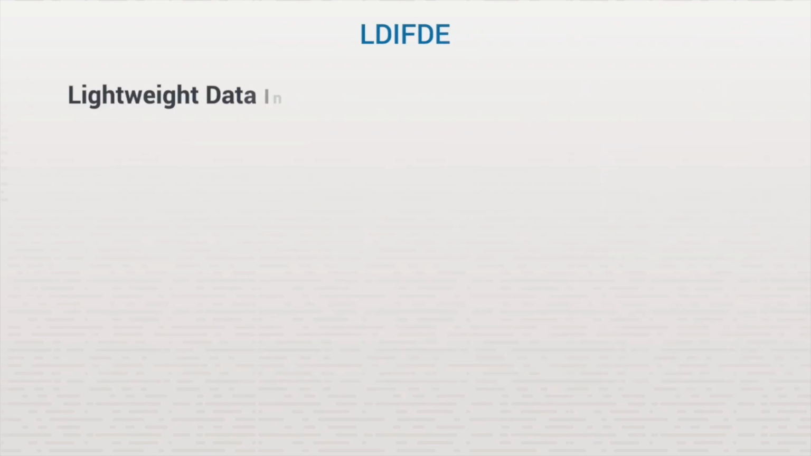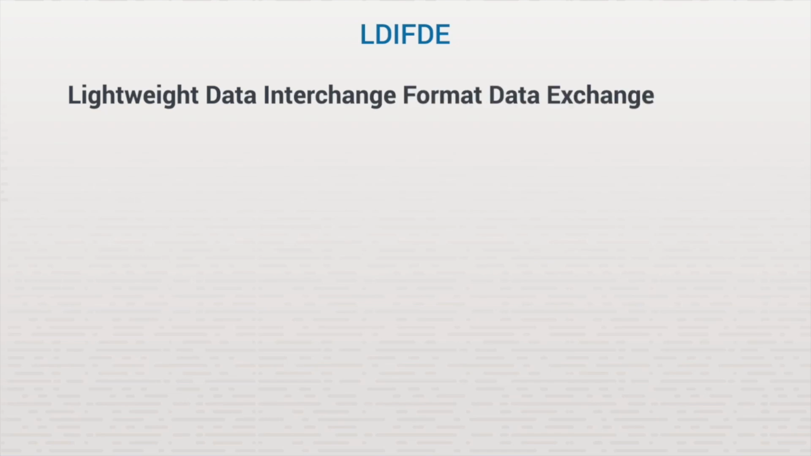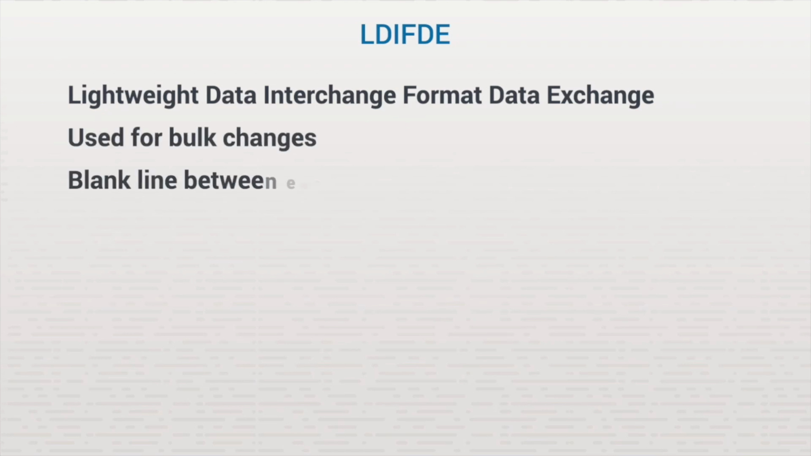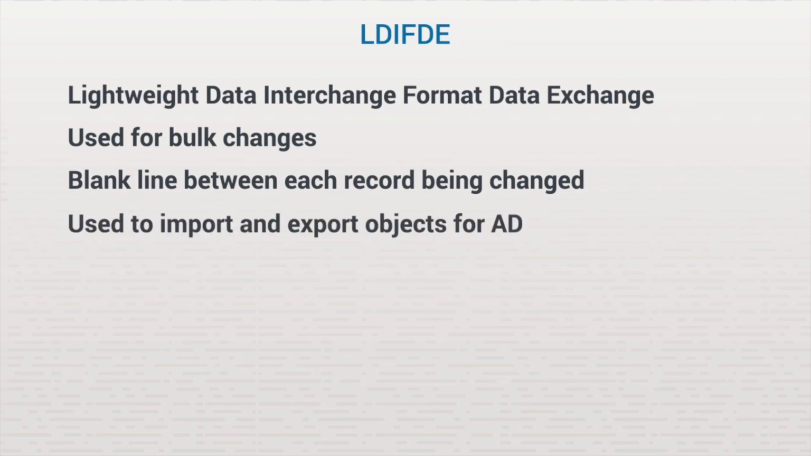Another tool that can be used is the Lightweight Data Interchange Format Data Exchange, or LDIFDE. This tool is also used for bulk changes. It's a file with a blank line between each record being modified. If you need to make unique changes to each object, like each account getting a unique cell phone number, LDIFDE is a good tool to use. LDIFDE can also be used to import objects into Active Directory, which is useful, for example, if you want to import several users at once. We generally think of this tool for modifying attributes of accounts.